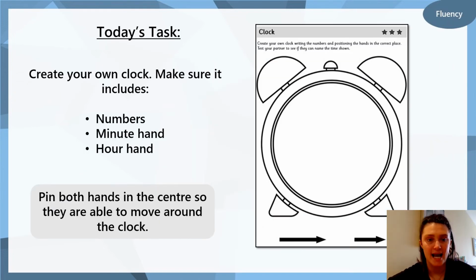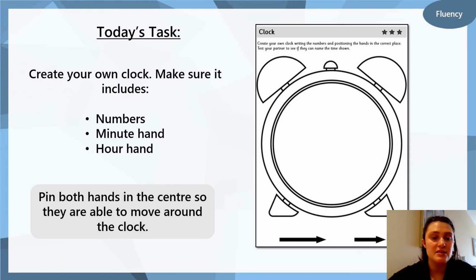So for today's task, I want you to create your own clock. I'm going to give you a template, but if you're drawing a circle, make sure it's a proper circle. Use a plate or use a cup or something to help you draw the circle. You can just do it on a piece of paper. Or if you have a paper plate in your home, you can draw on the paper plate to make a clock. That's a really good one because it's already in a circle shape.